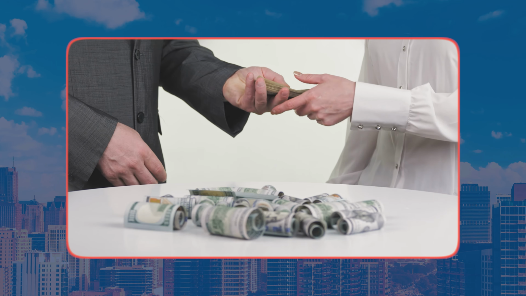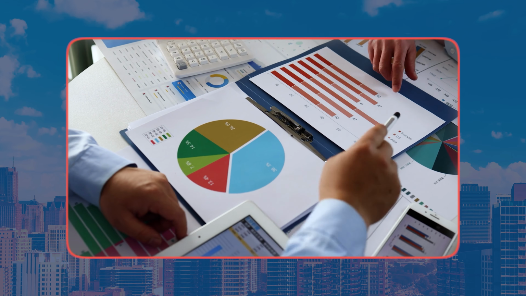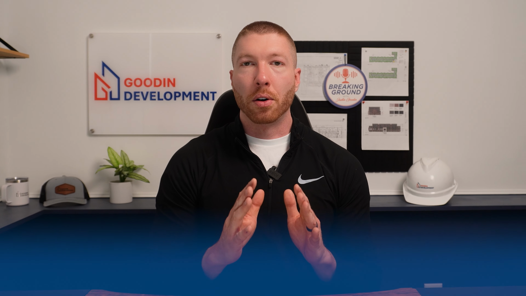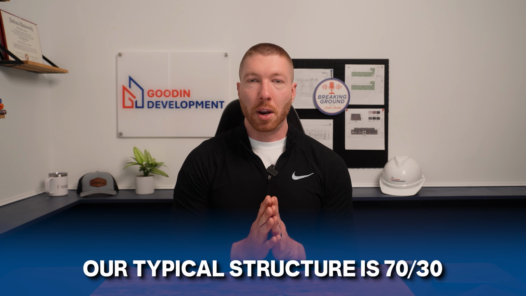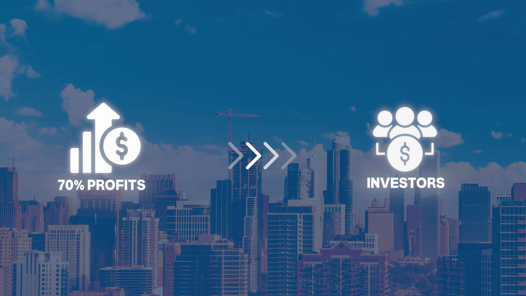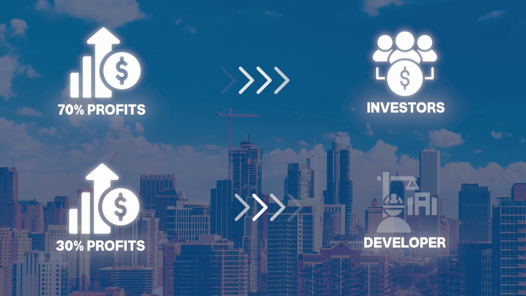What that means practically is that before I make a dollar profit as the developer, investors are earning that return on their capital first. Okay, so once that preferred return is met, we move into the profit split. Our typical structure is 70-30, meaning 70% of the profits above that preferred return go to investors and 30% goes to the developer or sponsor team.